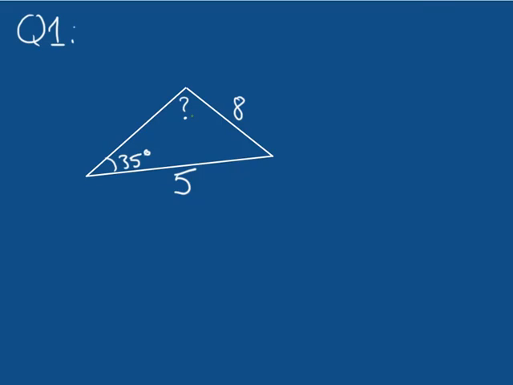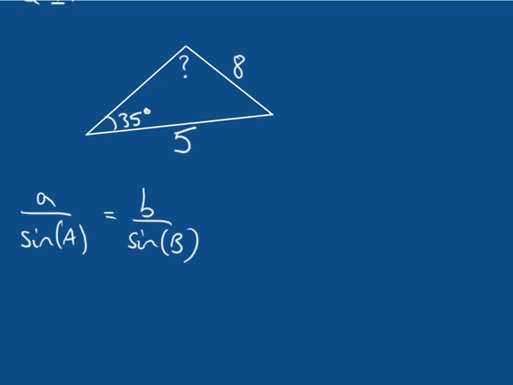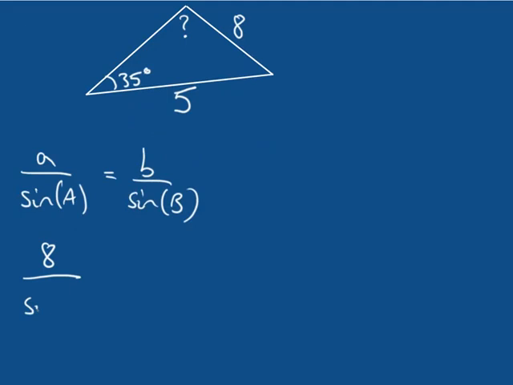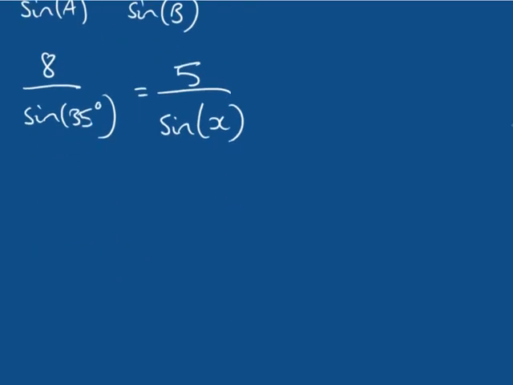Okay, welcome back. So using our sine rule, which we know is a over sine of A is equal to b over sine of B, which is also equal to c over sine of C, but we don't need to worry about that because we only have two edge-angle pairs in our particular problem. So using our sine rule, we can say that 8 over the sine of 35 degrees, since, not 350 degrees, thank you very much, sine of 35 degrees, since 8 is opposite the angle of 35, is equal to 5 over the sine of our unknown angle. And I'm going to call our unknown angle x.